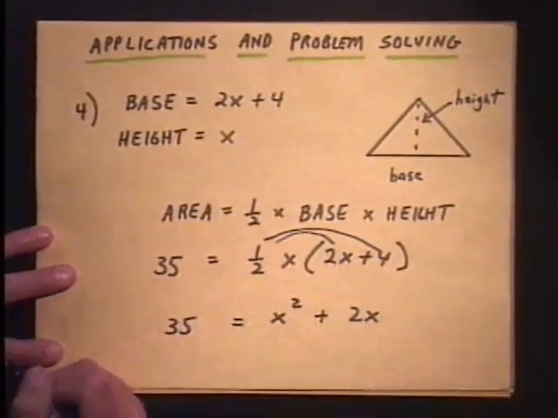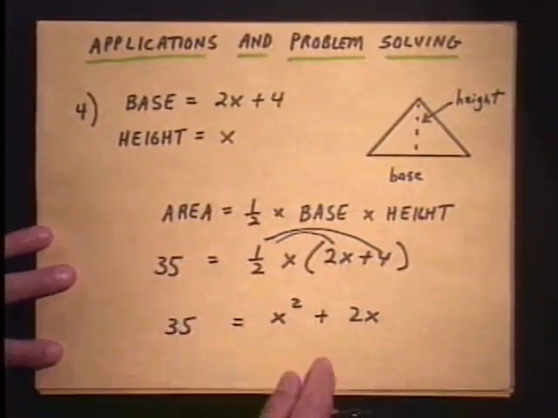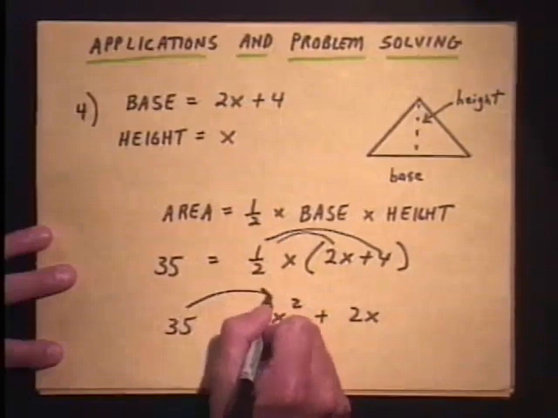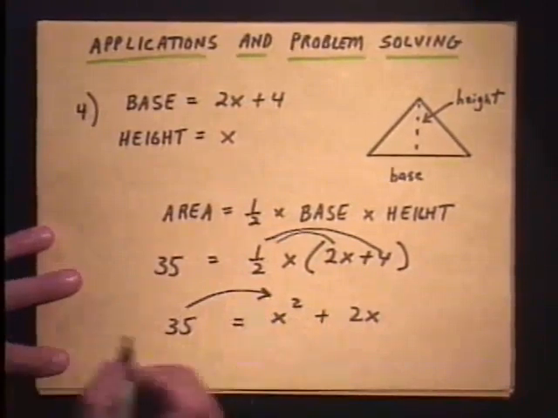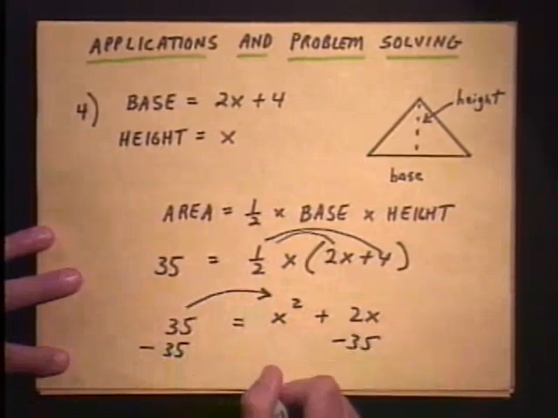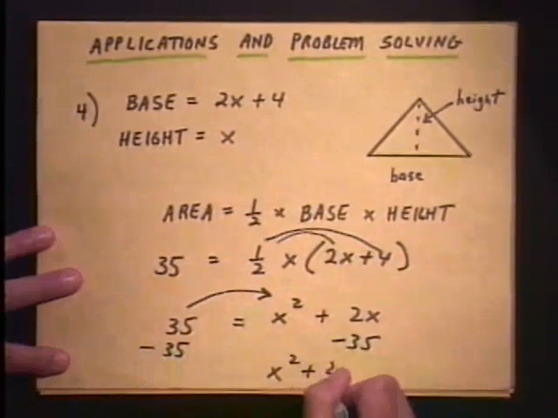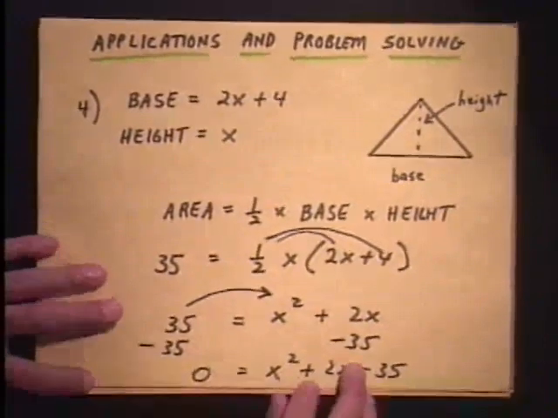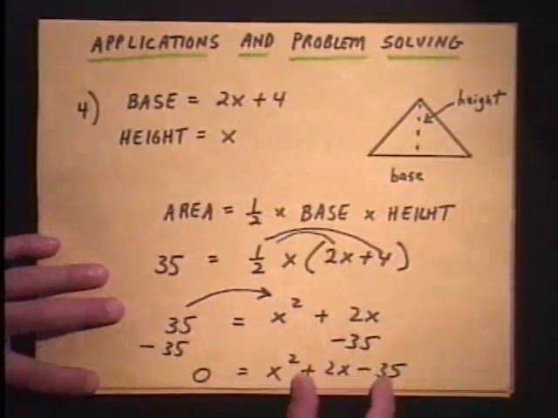Look familiar? Why, certainly. Now if we want to solve for x, we want to get everything equal to 0, keeping this number positive. So we'll take the 35 and move it to the other side of the equation. How? By subtracting it from both sides. So we're going to end up with x squared plus 2x minus 35 equals our hero 0. Now we can solve for x by factoring.